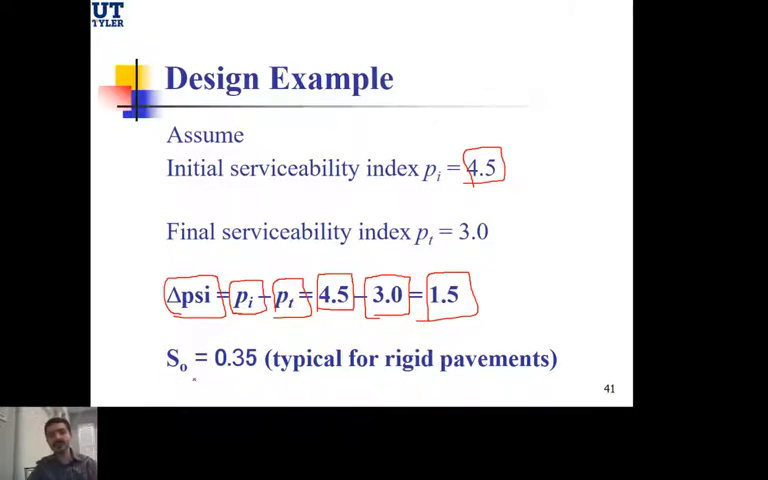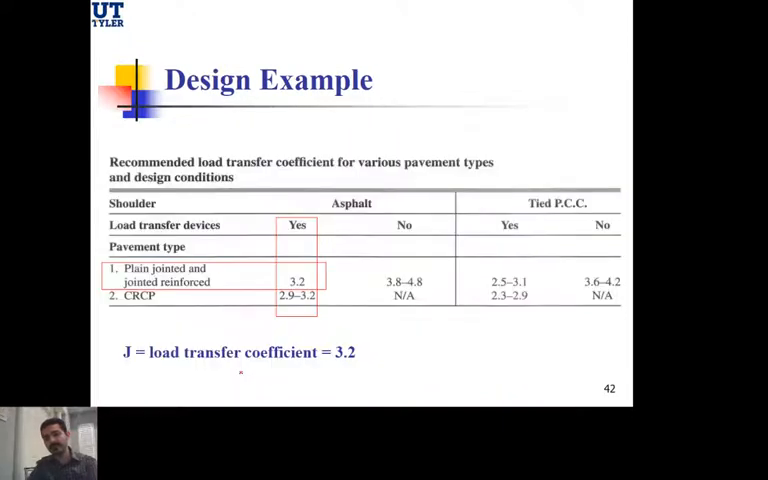Let's note this is typical for rigid pavement. The standard deviation is a little less. There is a lot less variability in rigid pavement compared to flexible pavement. That's why the default value for the standard deviation for the Portland cement concrete structures is 0.35.